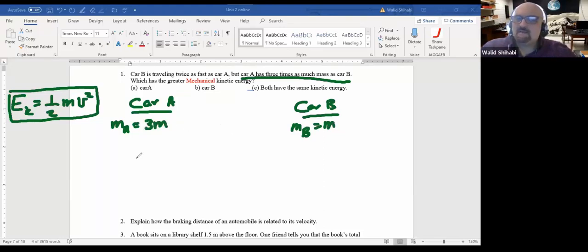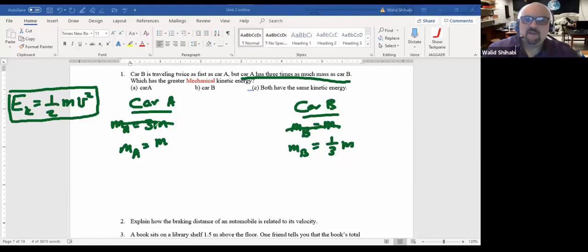If instead of 3M, we assign car A the symbol M, then car B will be what? Car B will be 1/3 M, because car A is 3 times the mass of car B. Okay, so it's up to you. You can assign car A M, in which case car B will be 1/3 M. Or you can assign car B M, in which case car A will be 3M.